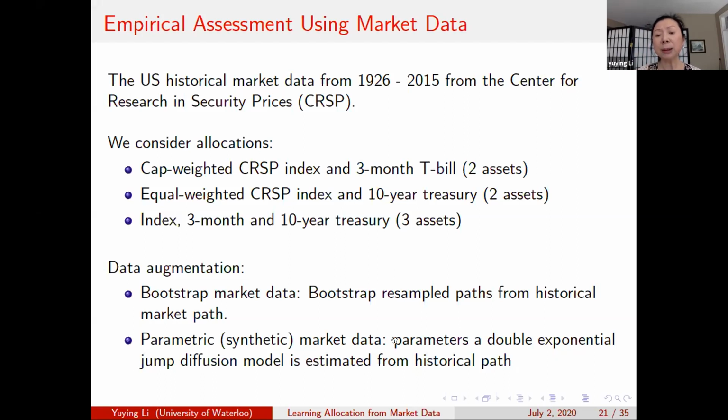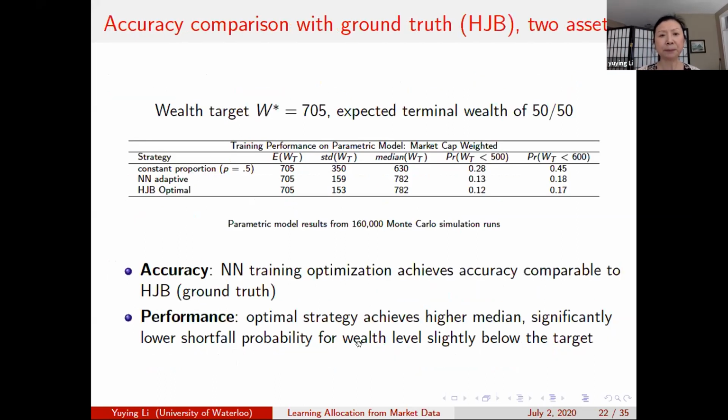The reason we do this is because I'm going to use this experiment to show the accuracy of our proposed framework in learning the optimal strategy. Okay, all right, so those are the data. The first results here are basically an accuracy assessment against the ground truth.